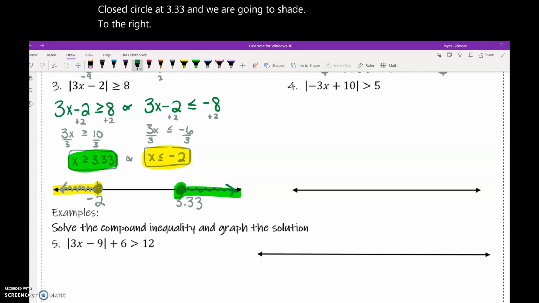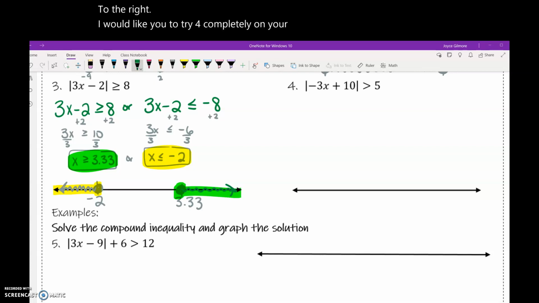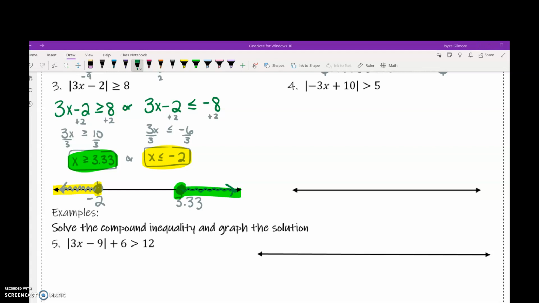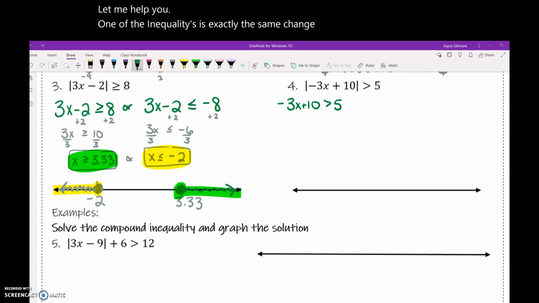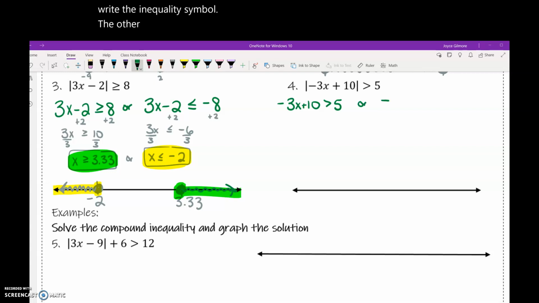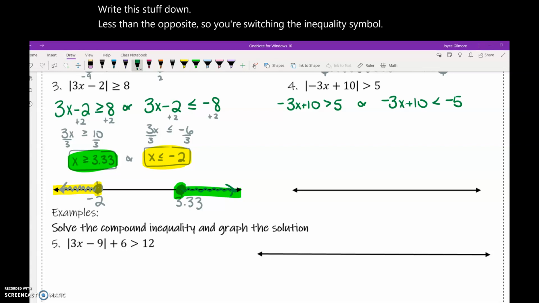I would like you to try number 4 completely on your own. Set up the inequalities, solve it, graph it. If you're struggling to get started, let me help you. One of the inequalities is exactly the same. Change nothing except don't write the inequality symbol. The other inequality, write the stuff down, less than the opposite. So you're switching the inequality symbol and you're flipping it to -5.